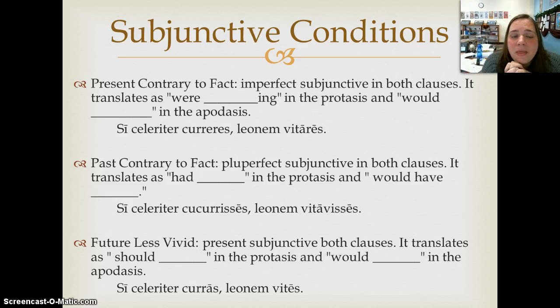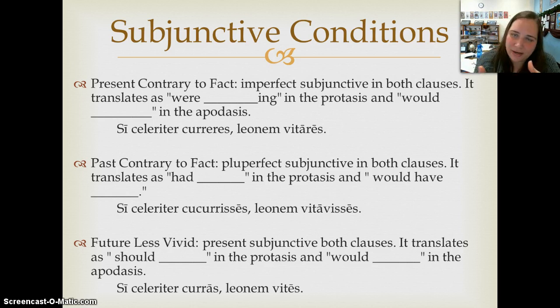The past contrary to fact uses a pluperfect subjunctive in both the protasis and the apodosis, and it translates as had blanked in the protasis and would have blanked in the apodosis. For example, si celeriter cucurrisses, leonem vitavisses. If you had run quickly, you would have avoided the lion, but you didn't. So, contrary to fact.